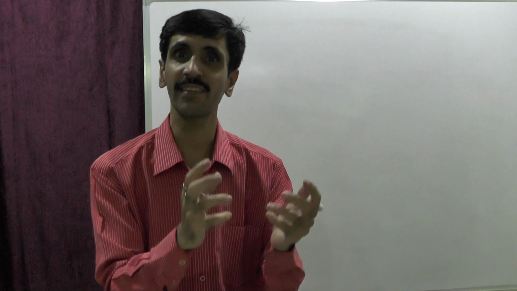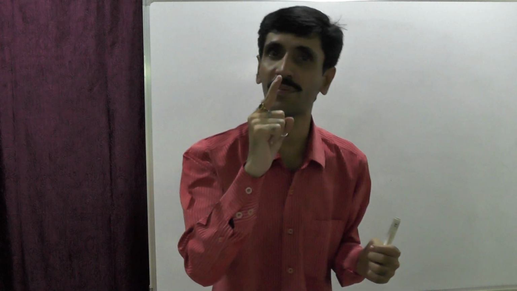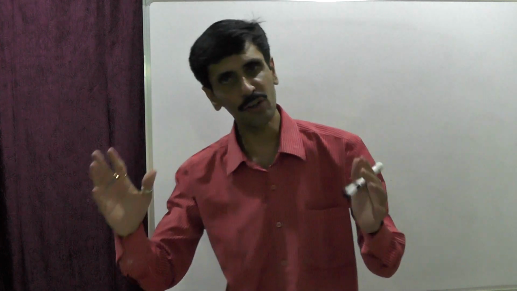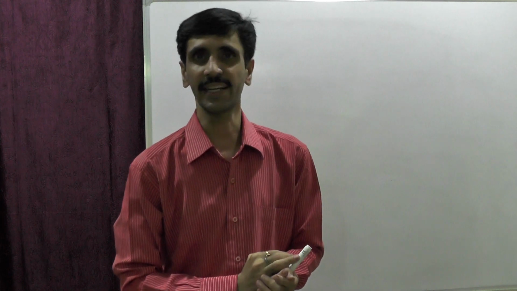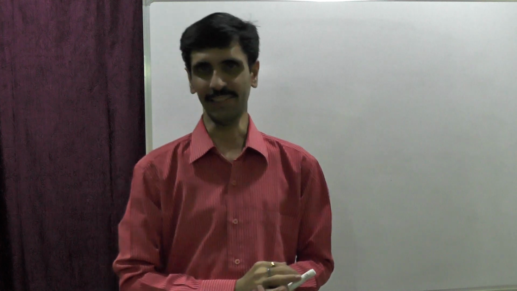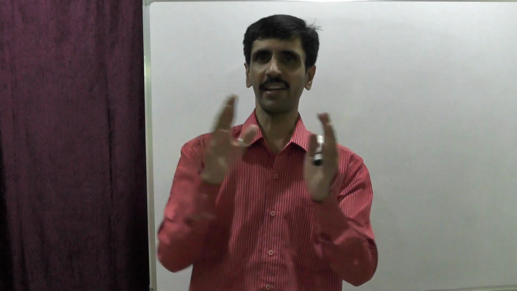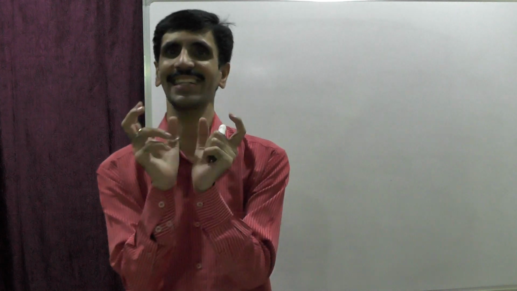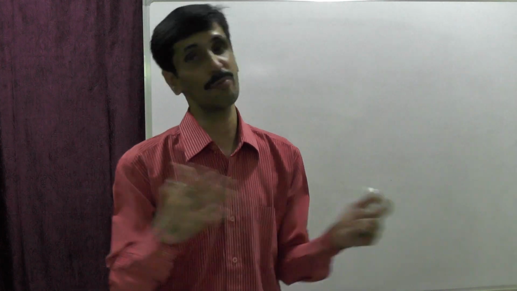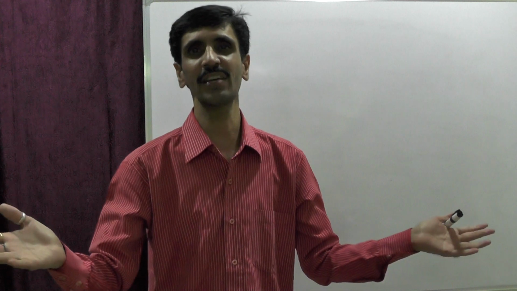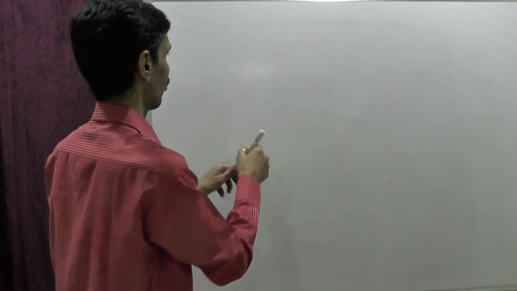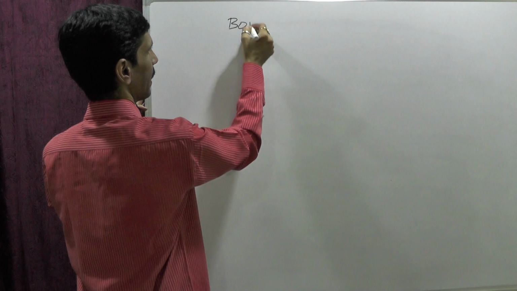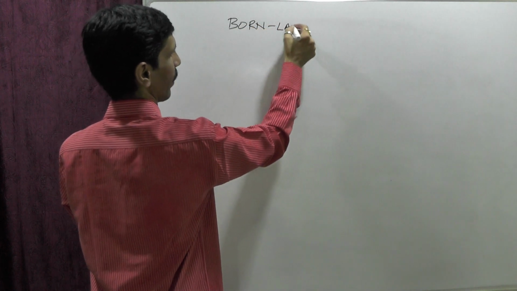And that is where the importance of determining the lattice energy value comes into the picture, and that is what we are going to discuss in today's video: how to determine the value of lattice energy. There are two equations to find out how the lattice energy can be calculated. We get a numerical value, and on the basis of this, the strength of the ionic bond can be calculated. So here we go with the first expression, and that is called the Born-Landé equation.